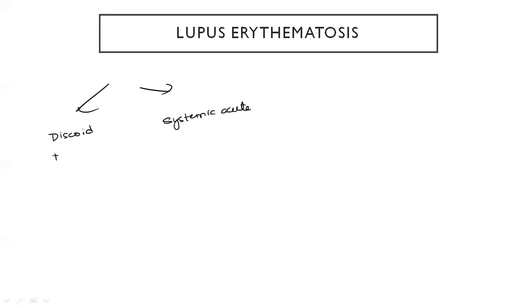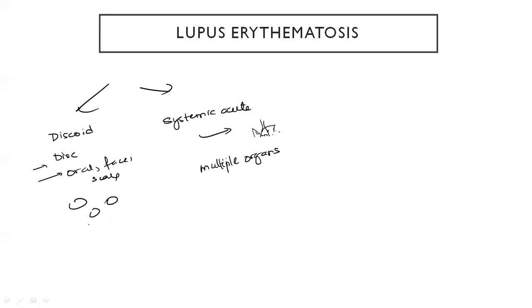So discoid means disc shape, very simple to remember, and it can be seen on oral mucosa, face and scalp. So disc shaped lesions can be seen, whereas in systemic acute, actually on the nose, there will be a butterfly shaped rash. In systemic, multiple organs will be involved. The butterfly rash is an important feature, and the ANA test is used to diagnose.